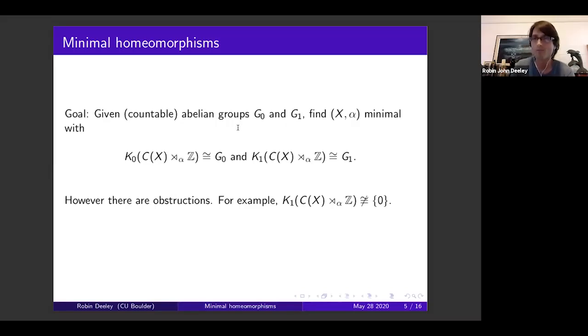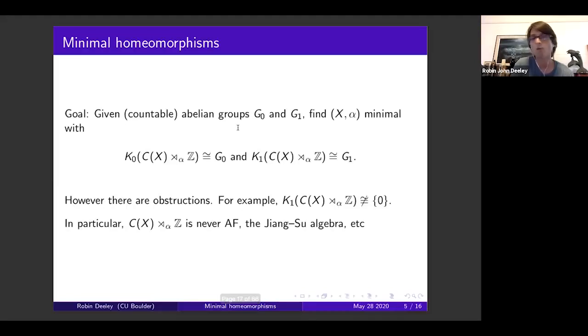But we're going to plow on and try and study this in a little bit more depth. So the obstruction, the most obvious one, is that K1 is not going to be the trivial group. You can see this a few different ways. On the next slide, maybe I'll describe how you see that this is non-trivial. So what are we getting? We're getting that this algebra is never AF, this algebra is never the Jiang-Su algebra, etc.